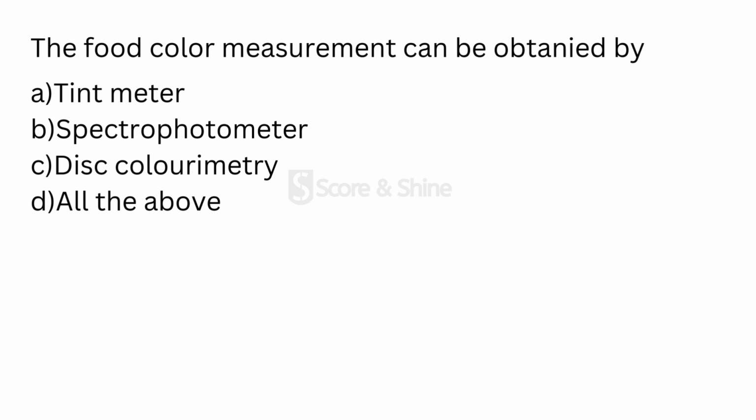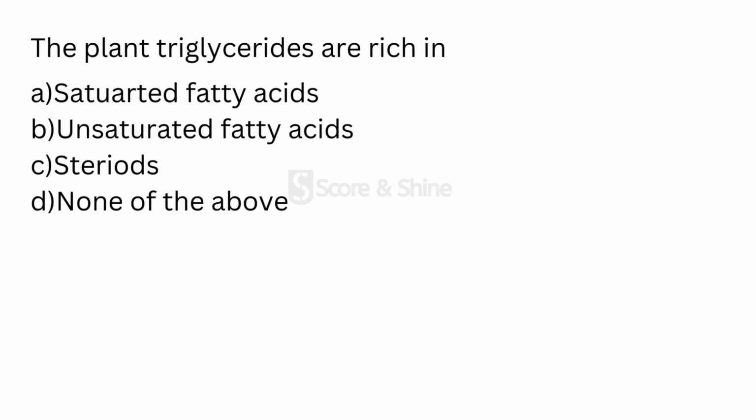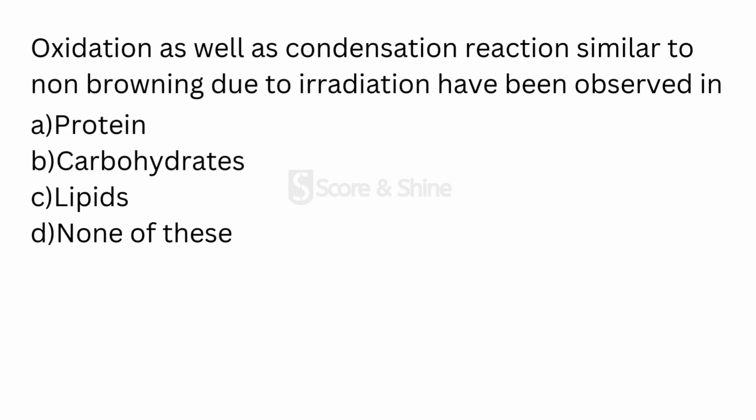And next question, the food color measurement can be obtained by. And the answer is all the above. And the next question, the plant triglycerides are rich in. So it is rich in unsaturated fatty acids. And next question, oxidation as well as condensation reactions similar to non-browning due to irradiation have been observed in. So it is observed in carbohydrates.